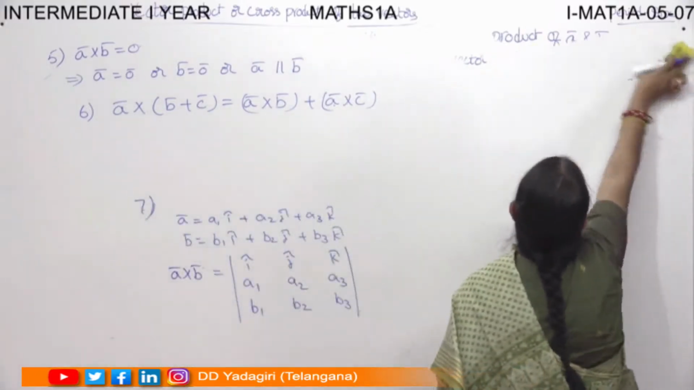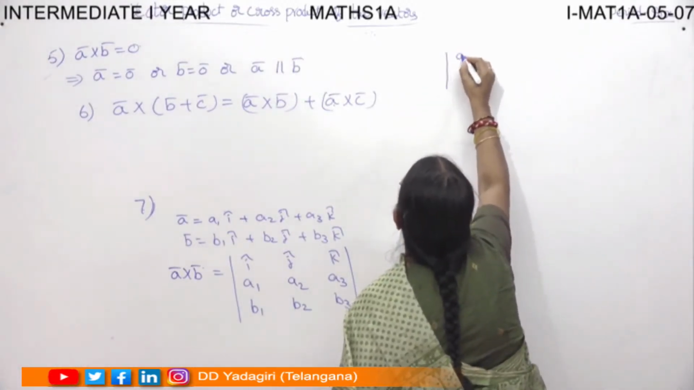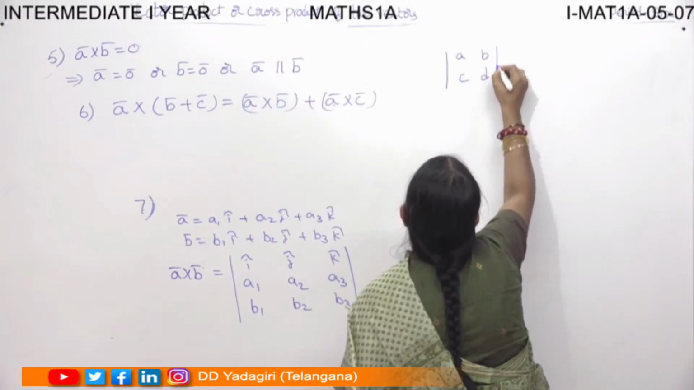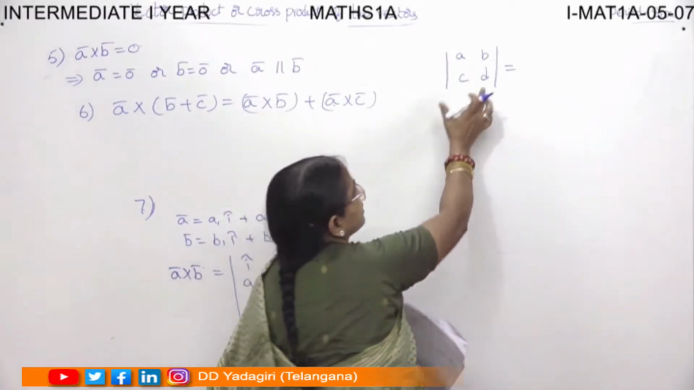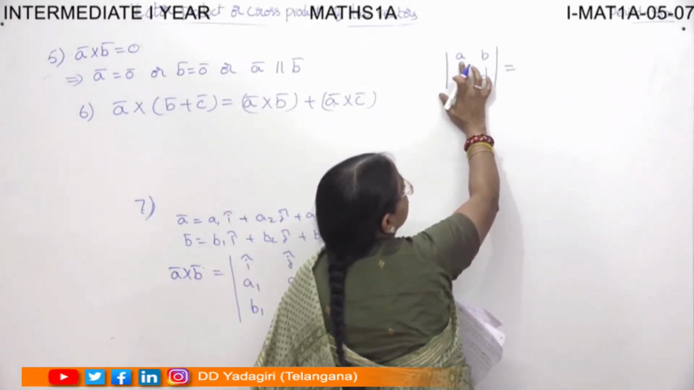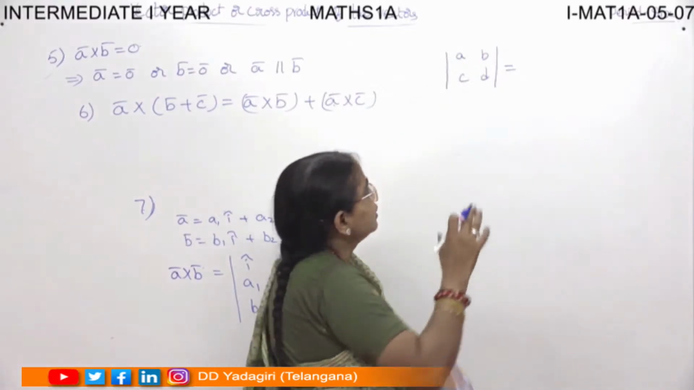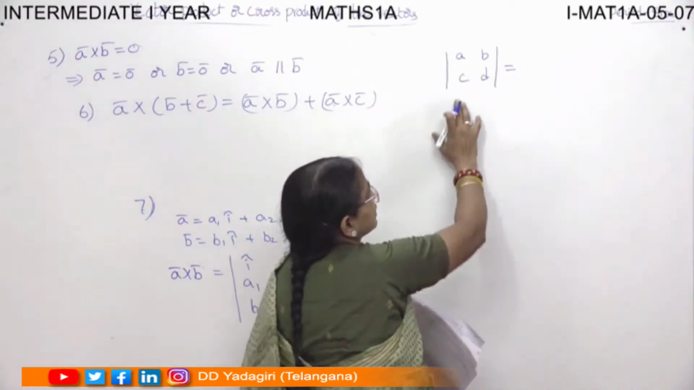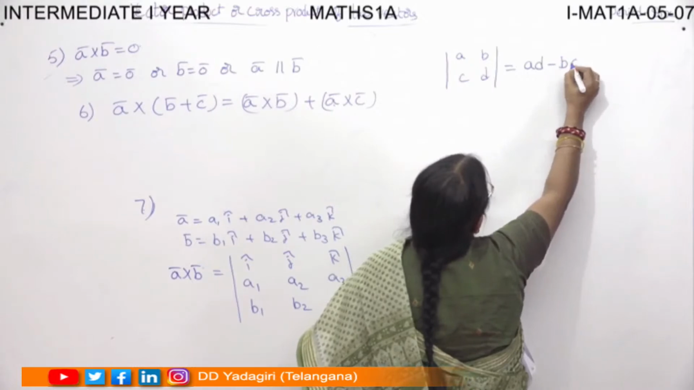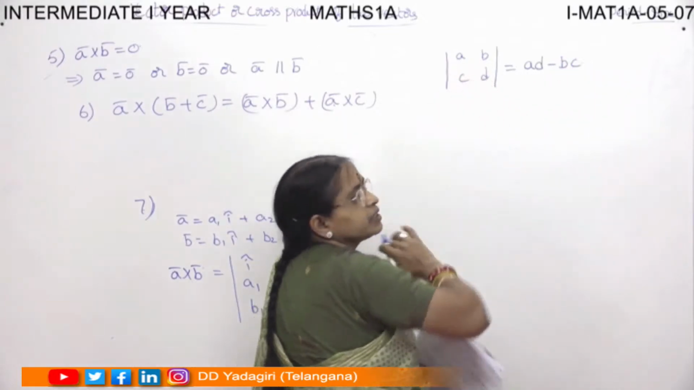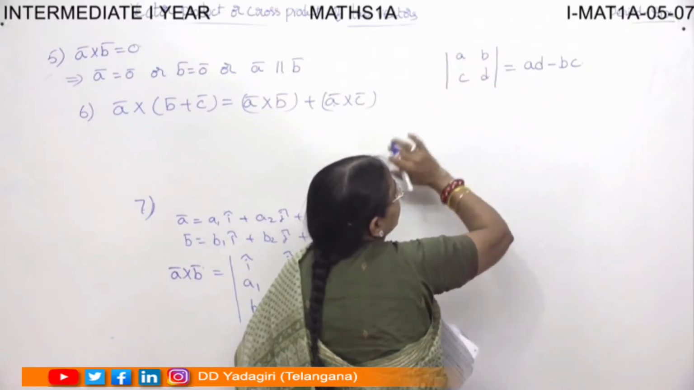Suppose that you have a 2 by 2 matrix like this: A, B, C, D. Here these are 4 numbers, and they are placed in the form of a square matrix like this. The determinant of a 2 by 2 matrix is AD minus BC. This is called the determinant of this square matrix. So when we put bars, it means it is the determinant value.